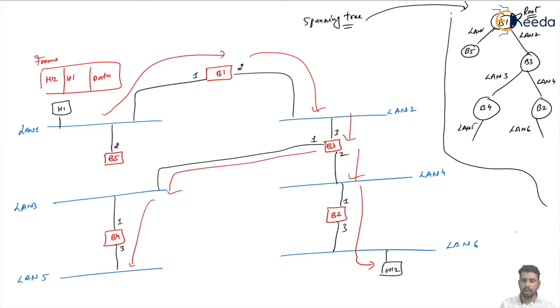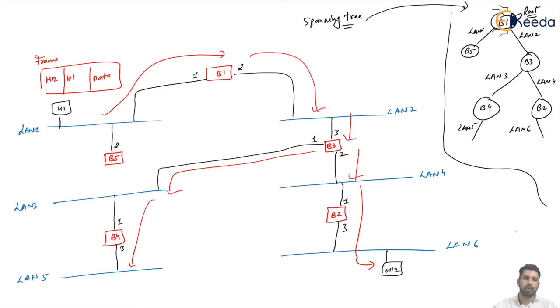A simple path: H1 going to bridge number 1. Bridge number 1 will forward this packet through port number 2 to LAN number 2. Bridge number 3 will receive this frame from port number 3 and forward it through port number 2 to LAN number 4. Between LAN number 4 and LAN number 6, bridge number 2 will accept this frame from port number 1 and forward it to port number 3, and finally the packet will reach the H12 destination. This means there is no bridge problem or loop problem here.